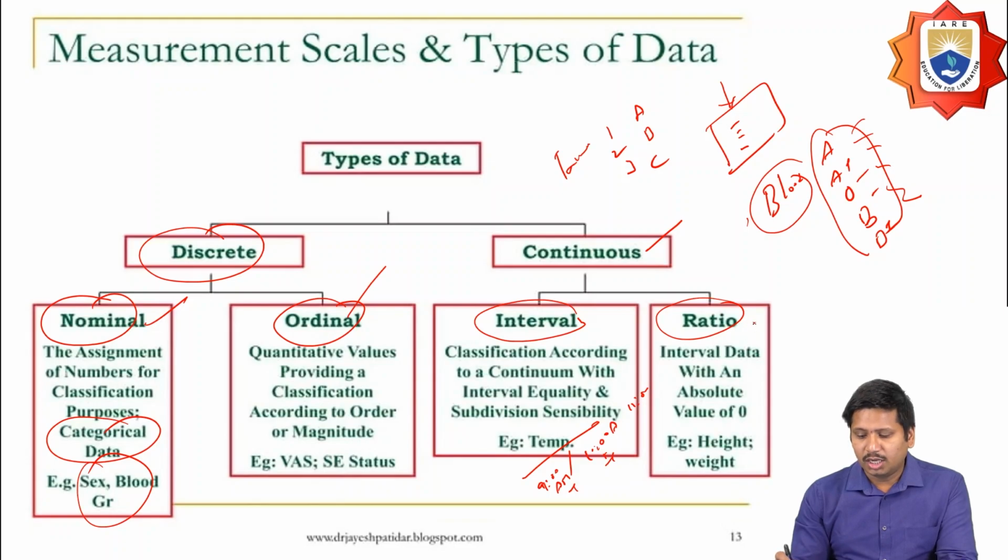And if I consider absolute values, that is treated as the ratio scale, like the height and weight of a person, which change based on the interval. That is treated as ratio. So the data is of different types, discrete and continuous. Discrete is ordinal and nominal, and continuous is interval and ratio scale.